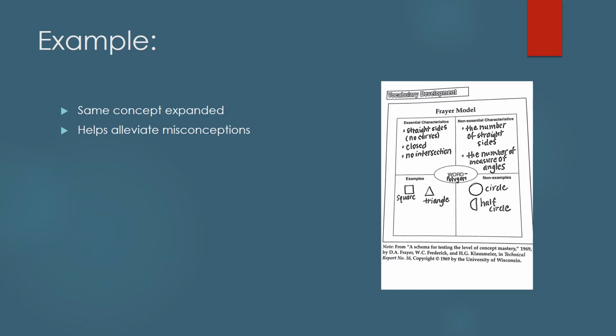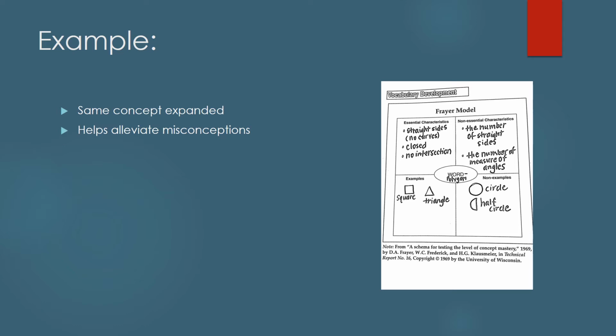It may take a while for the students to catch on to what essential and non-essential means. You'll want to make sure to model that and continue explaining what essential is and what non-essential is. Essential being characteristics that the word has to have without exception. Non-essential means it doesn't have to have that characteristic.